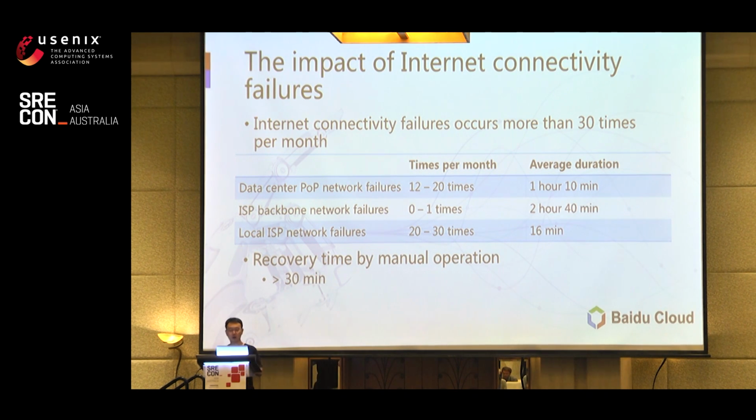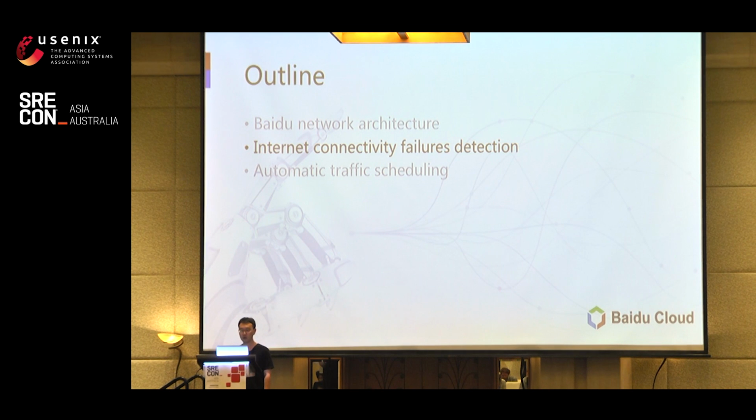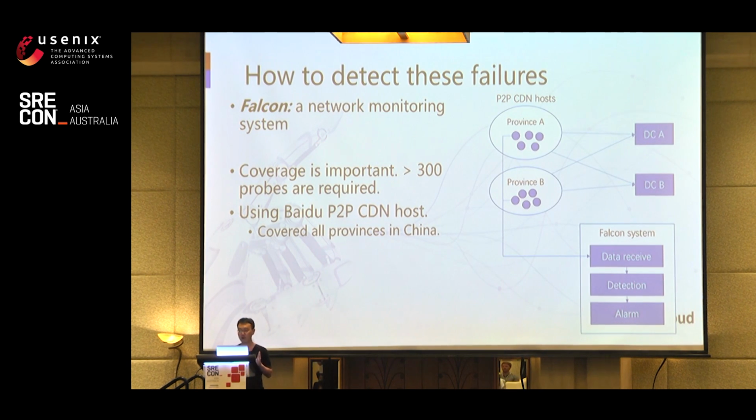Therefore, we need automatic network failure detection and automatic traffic scheduling to achieve automatic operation of internet connectivity failures. Okay, first of all, let's look at how to automatically detect these failures and identify what type of failure it is. We built the Falcon network monitoring system.